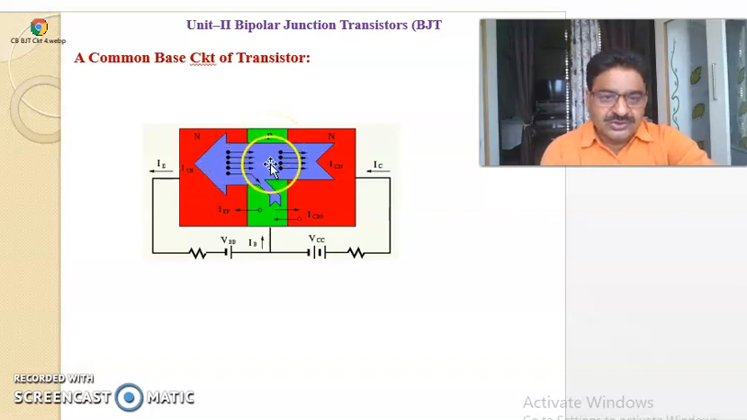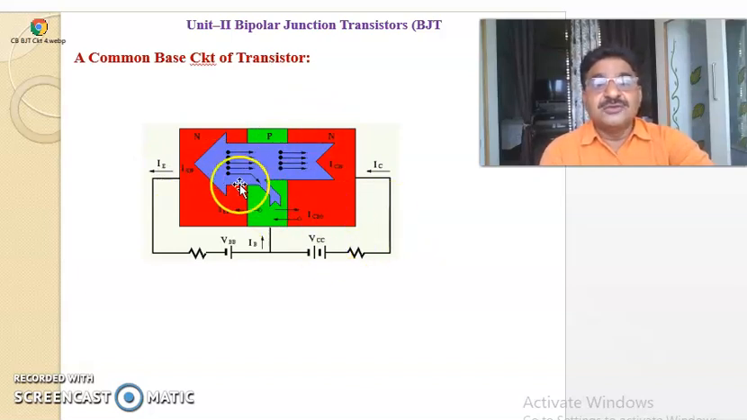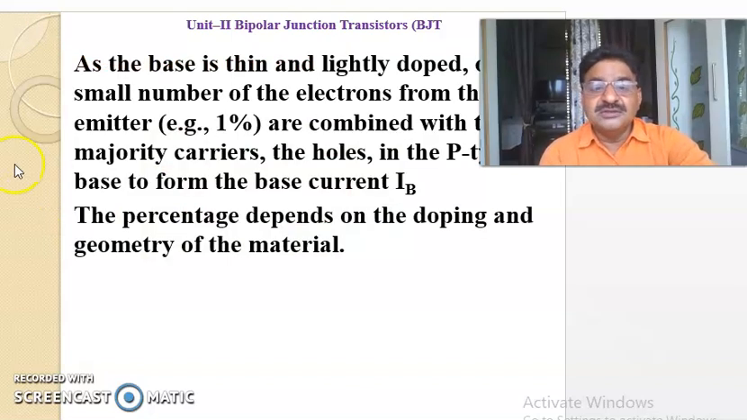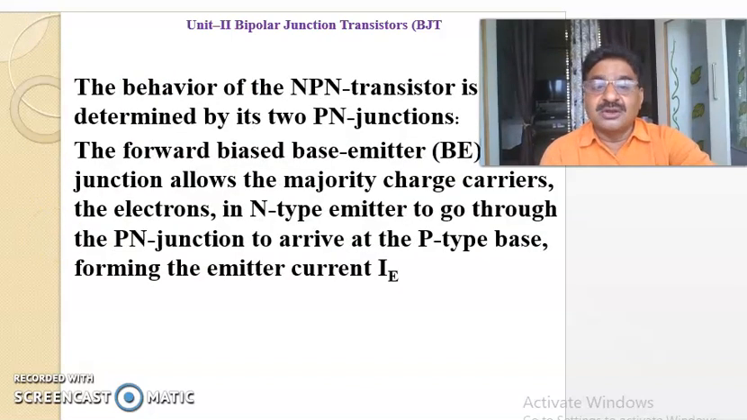And there is a formation of what? Emitter current IE. Direction is shown. You know, the conventional direction of electric current is opposite to the direction of electrons. So in this way, a current is formed, which is said to be the emitter current. Got it? So we have seen what? Emitter current IE.